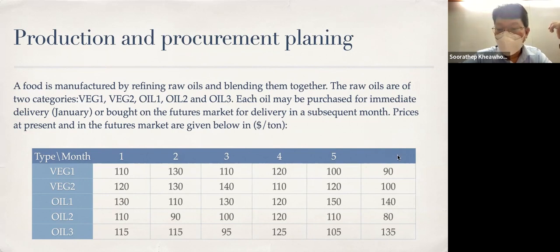Well, we should have 6 months. Yeah, it's 6: 1, 2, 3, 4, 5, 6 months, and we have vegetable oil 1, vegetable oil 2, oil 1, oil 2, oil 3. And the price is dollars per ton at the beginning of each month.